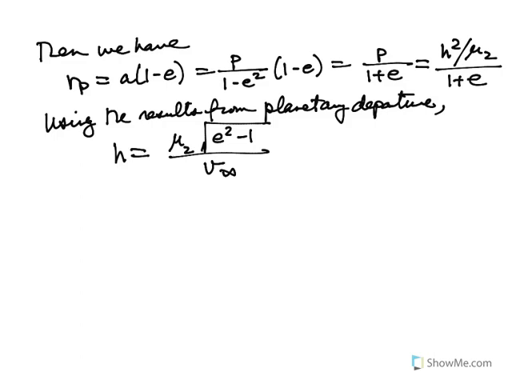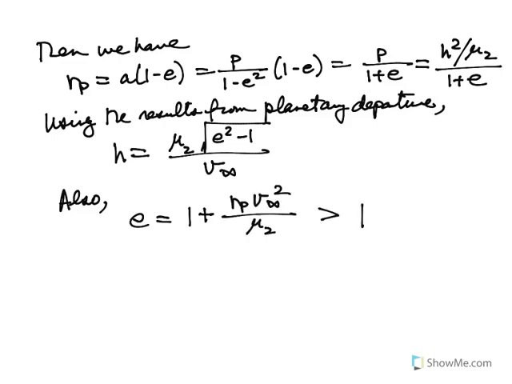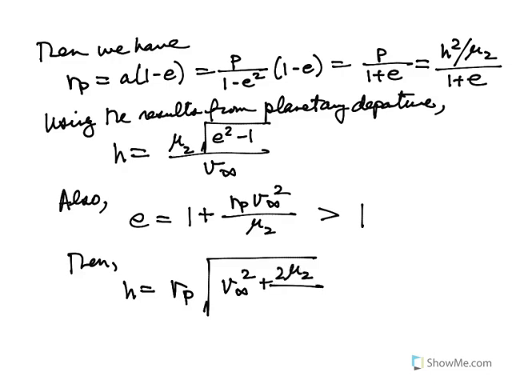And then again, as we use the same conditions that we had before, we get that E has to equal 1 plus RP times V infinity squared, all divided by mu 2, which is again greater than 1, and that's the arrival eccentricity. And so as a result, we can get that H is equal to RP times the square root of V infinity squared plus 2 mu 2, all divided by RP.